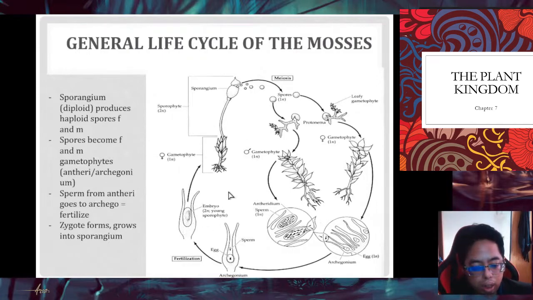You have the spore. The spore can be male or female. They will form protonema first, and the protonema will become either a male or female gametophyte. So in this case, if you look at the previous one, hornwort.